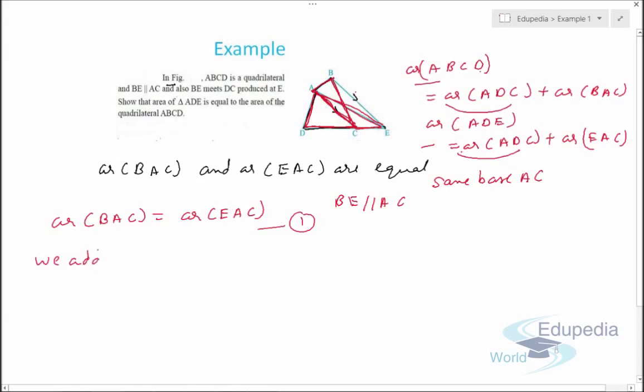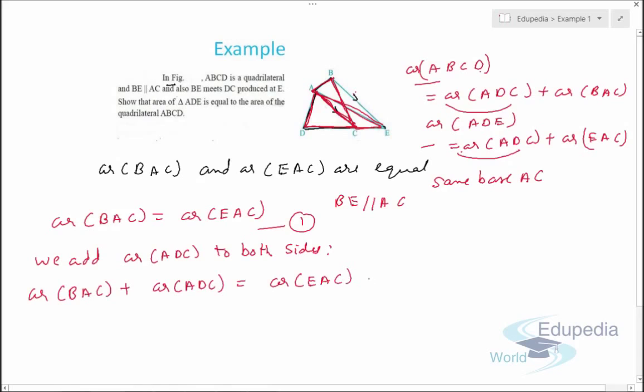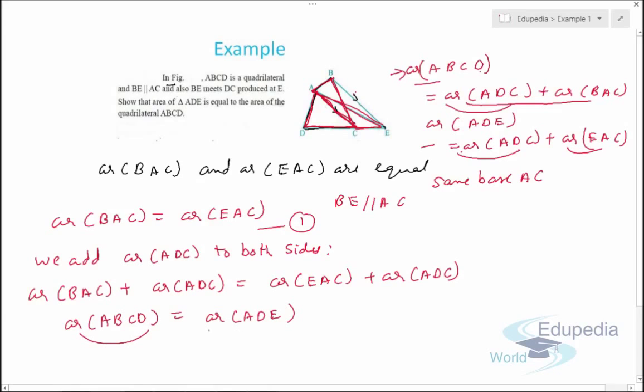Now, if we add area of ADC to both sides, let's see what we get. So we get area of BAC plus area of ADC equals area of EAC plus area of ADC, right? So now area of BAC plus area of ADC will become area of quadrilateral ABCD. So we can write area of ABCD, which is equal to area of EAC plus area of ADC, which will become area of ADE. So this proves that area of quadrilateral ABCD is equal to area of triangle ADE. So this is how we can use the theorems to solve these types of questions.